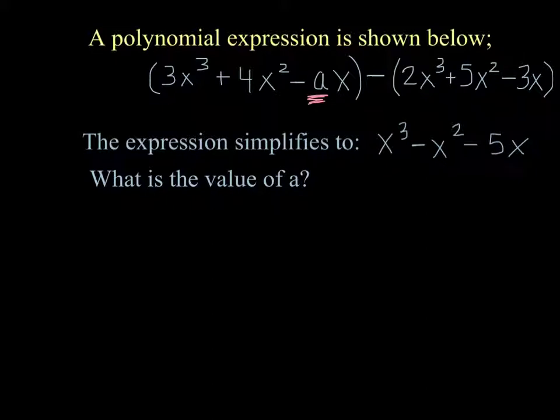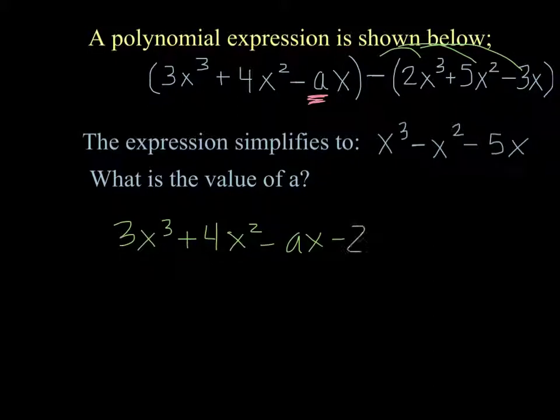So the first thing I do is I distribute this negative through, and then I'll just pretend like I'm just solving this question. So with 3x cubed, I'm going to rewrite the first one, plus 4x squared minus ax minus 2x cubed minus 5x squared plus 3x. That was my distributing. Now I combine like terms.